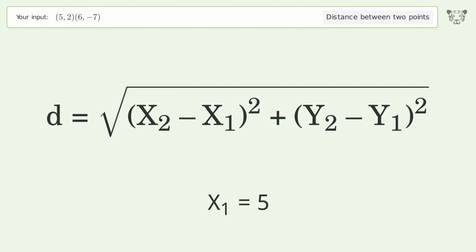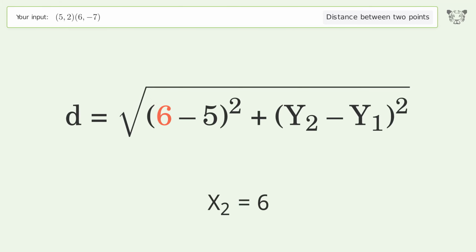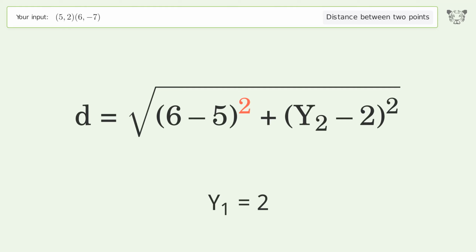x1 equals 5. x2 equals 6. y1 equals 2. y2 equals -7.